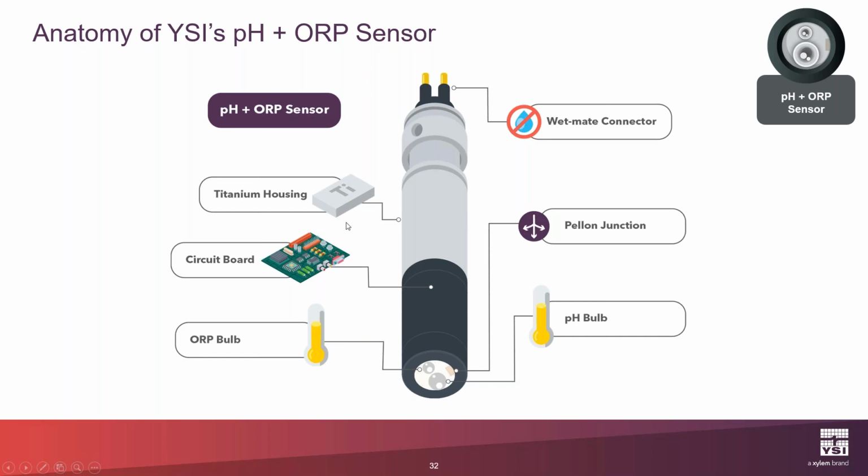And this is what they all look like. Not every pH probe obviously has a titanium housing, but this one certainly does. Not all of them have circuit boards in there, but this one does. But you can see this is just what ours look like. All right, let's move on to our next section.